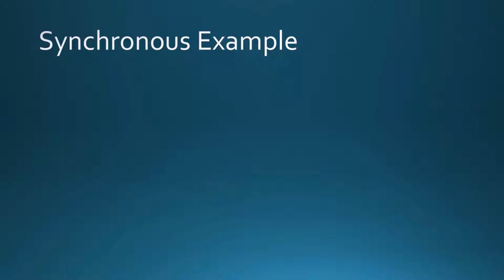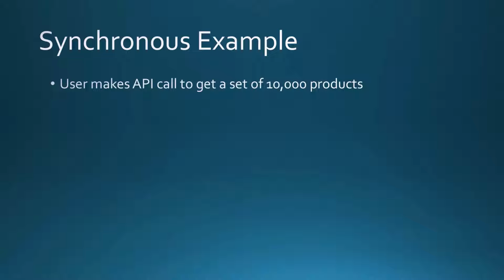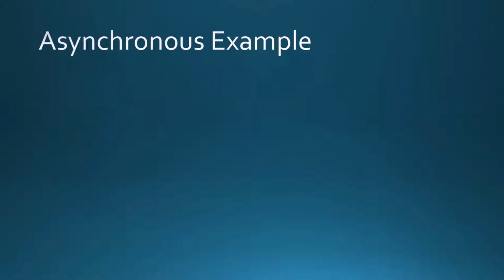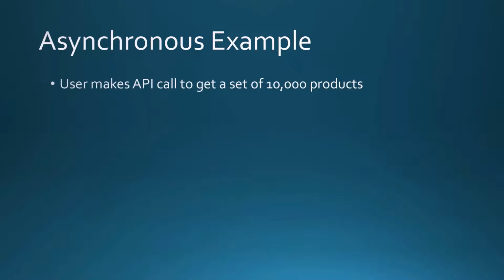If we were to consider a synchronous example where the user makes API calls to get a set of maybe 10,000 products, I mean, that could take a lot of time, right? The problem is if we're doing this synchronously, while that request is being filled and made, that user can't do anything else within the program. He's basically stuck.